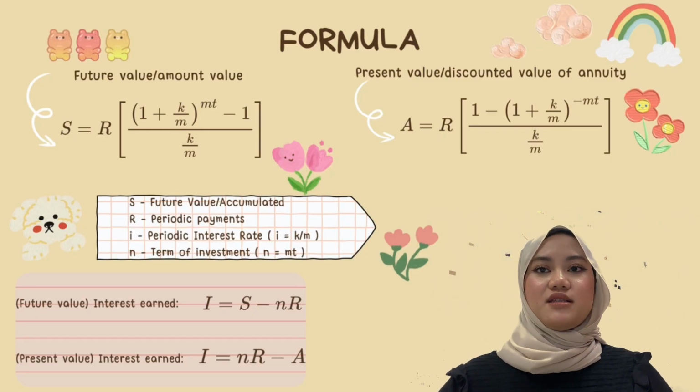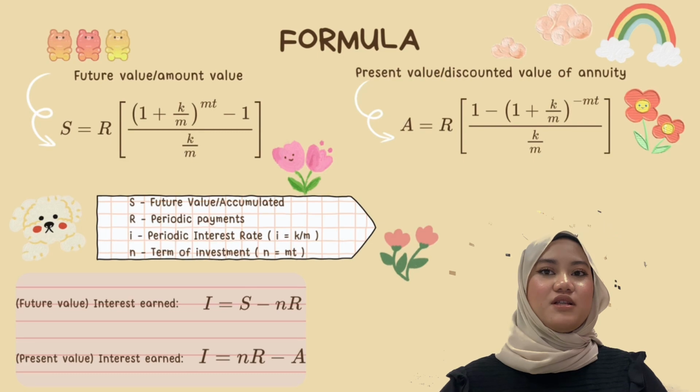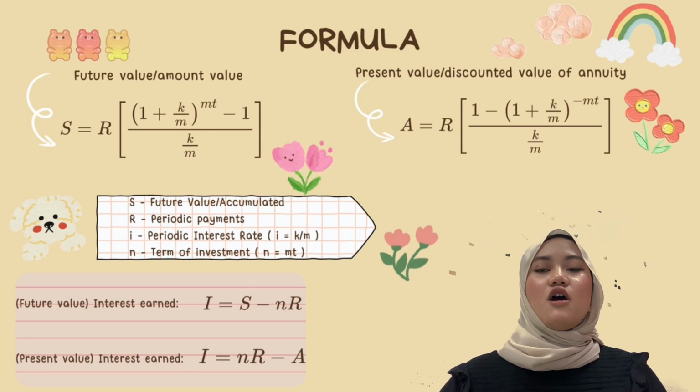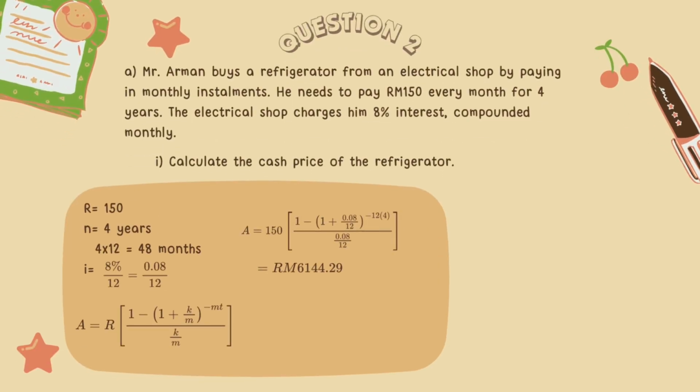So, S stands for future value or accumulated value. R is periodic payments, I stands for periodic interest rate, I equals K over M. N is the term of investment, N equals MT. For future value interest earned, we use I equals S minus NR. For present value interest earned, we use I equals NR minus A.